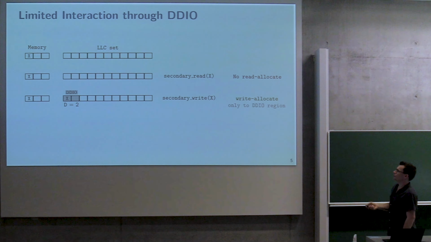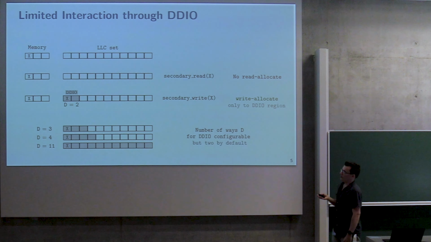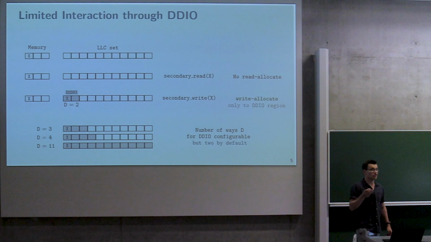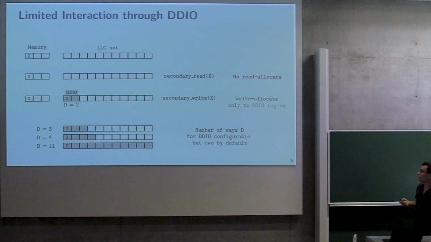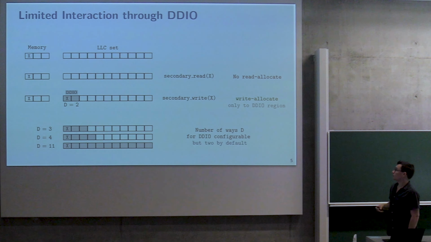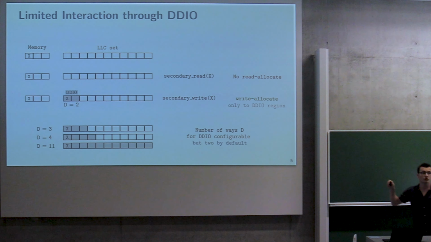So, but is this always two ways? No. Someone with privileges can change the configuration and increase the number of ways used for DDIO, even up to the full LLC if they want. But the default case is two, and that's also what we're going to focus on.